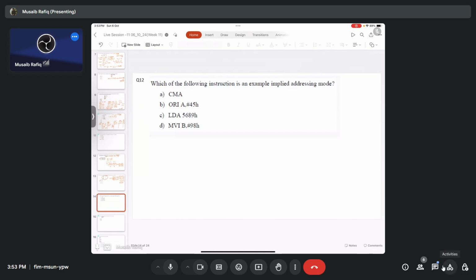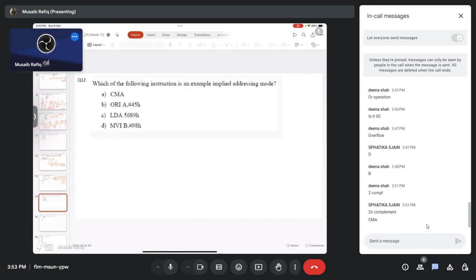So I think some of you have written the correct answer. It's option A, that is CMA. So the CMA is here, complement the contents of accumulator. So what is this implied addressing mode?